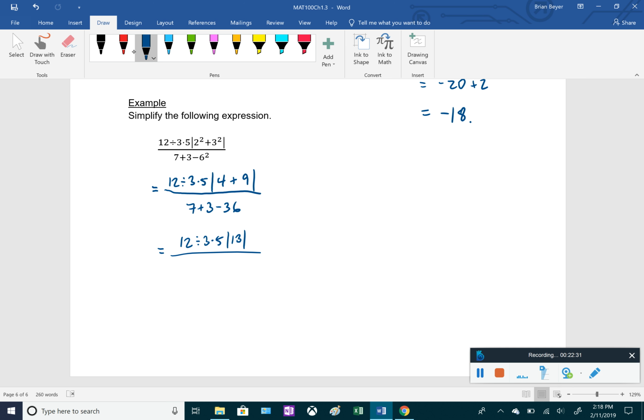Denominator, 7 plus 3 minus 36. So work left to right, 7 plus 3 is 10. So it's going to be 10 minus 36. Numerator, I'll actually divide right now because we can see that we only have division and multiplication, so work left to right. 12 divided by 3 is 4. So 4 times the 5, the absolute value of 13 is just 13. Denominator, 10 minus 36 is negative 26.